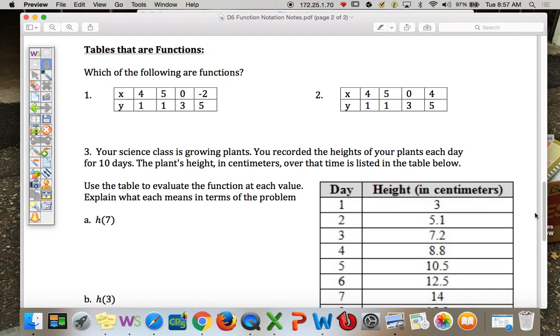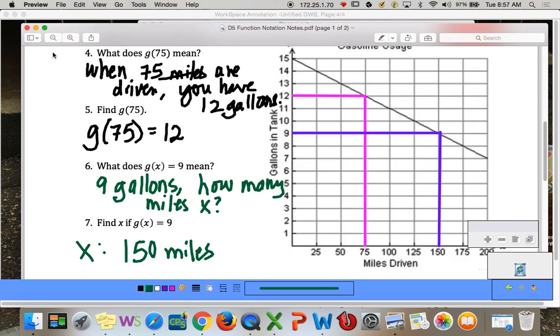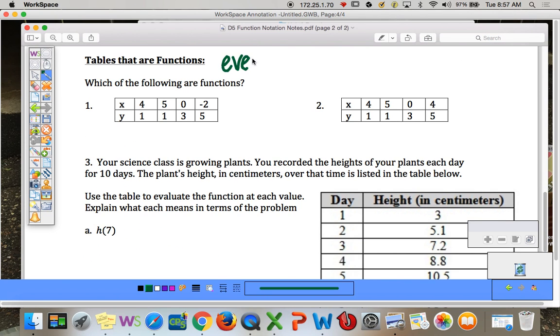Okay, let's look at tables that are functions. Remember, for a function, every x has only one y value. Every x value, every input, only has one y value or output. So let's take a look at the first one. The first table, the input 4, we get a 1, 5, 1, 0, 3, negative 2, 5. This is a function because every input has one output.